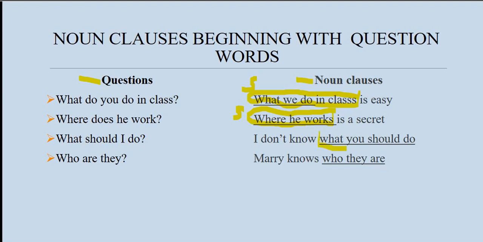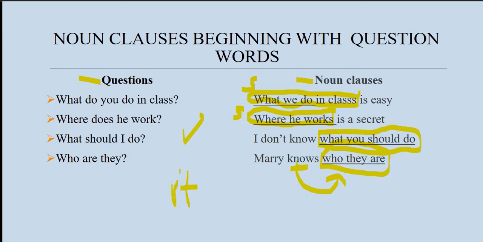"I don't know what you should do." "What you should do" is the object. The noun clause is the object of the main sentence. "Mary knows who they are." Again, "Mary knows"; the noun clause is the object of the main verb. So, to check if a clause like this is a noun clause or not, you can replace it with the pronoun "it." If it forms a grammatically correct sentence, you can confirm that it is a noun clause example.